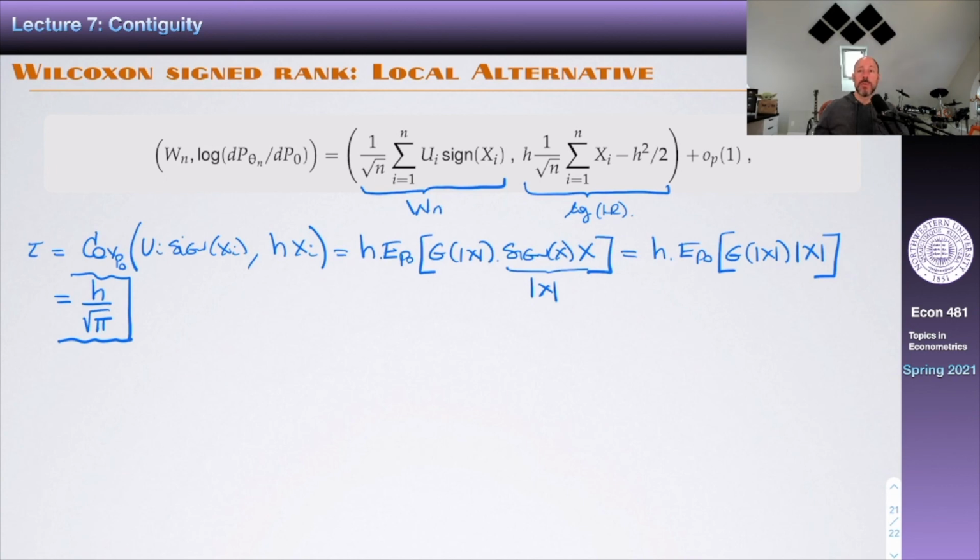Okay, so what's the behavior of our test statistic Wn under the null hypothesis? Well, it's just going to be a normal with the same mean as the behavior under P naught, which is 0, plus tau, which is h divided by square root pi, comma, 1/3.